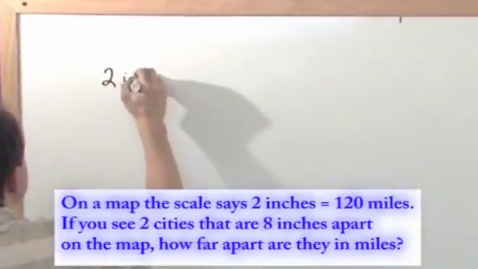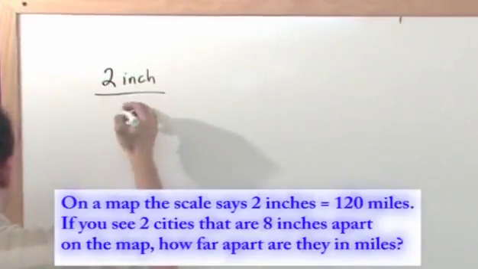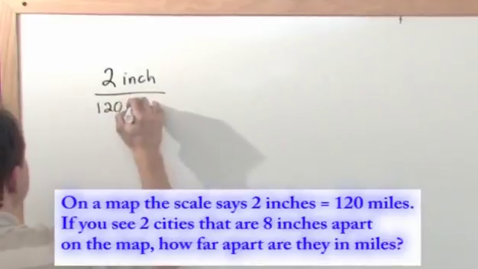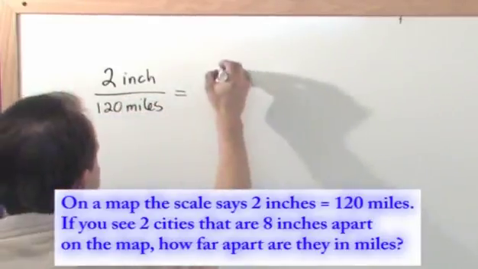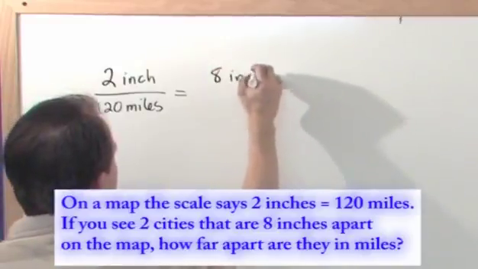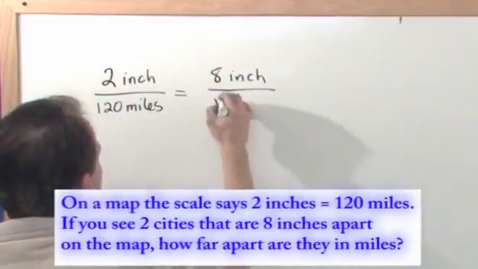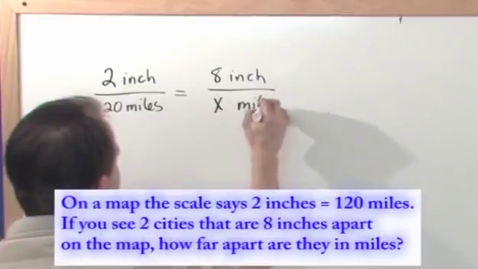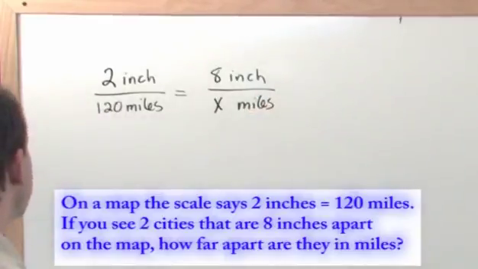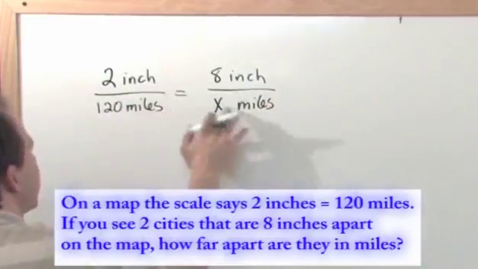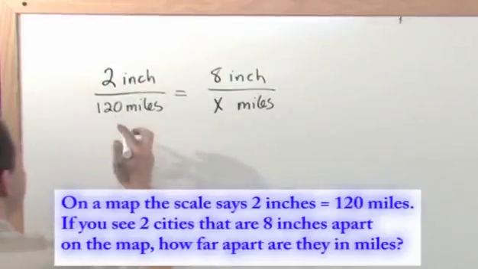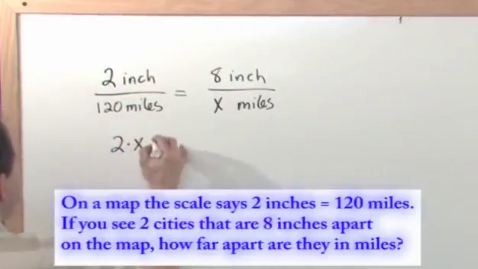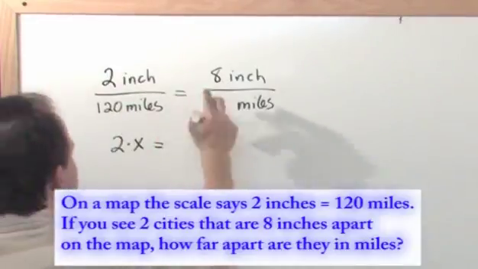2 inches is 120 miles. And we're saying that that's equal to, we found a city that's 8 inches across on the map, and we want to know how many miles that is. Okay? So you can see I have inches on top and miles on bottom. Ratio, ratio. I just don't know how many miles that is, so let's cross multiply. 2 times x is just 2 times x. You can't do anything with it. Equals 120 times 8.